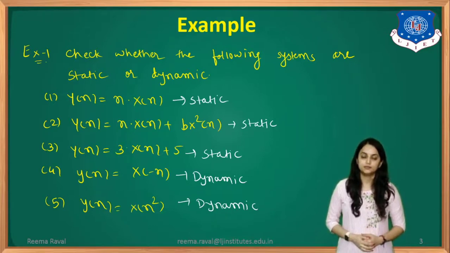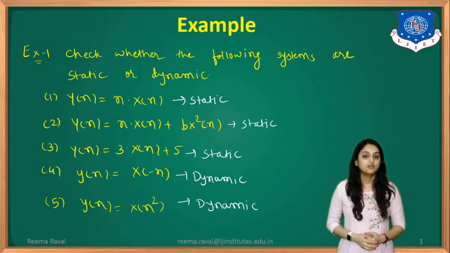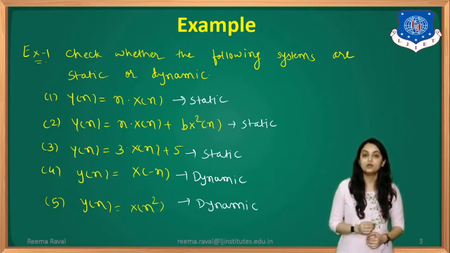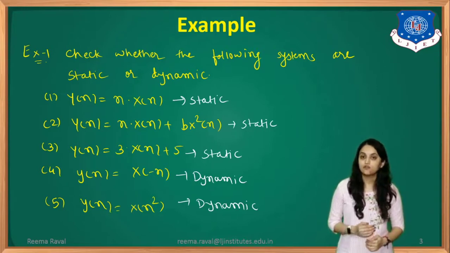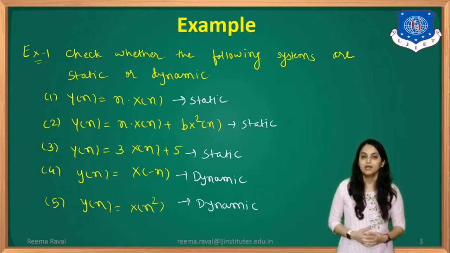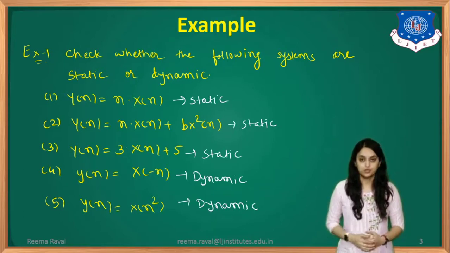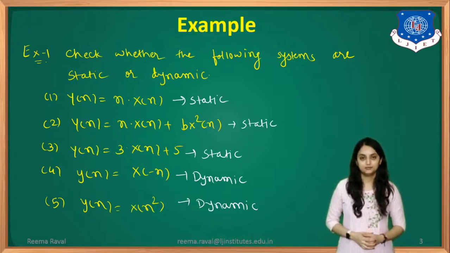Now next one. Next is y of n equals x of minus n. Now if we take x of minus n, that means for example if I take n equals 1, my system output function will be y of n equals x of minus 1. What it indicates? That it depends on the past values. Same way, if I take n equals minus 2, system function will be x of minus 2, that means x of plus 2. That indicates for that instant it depends on the future values. That's why we can say that this system is a dynamic system.